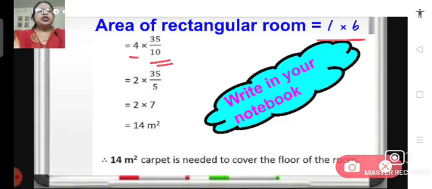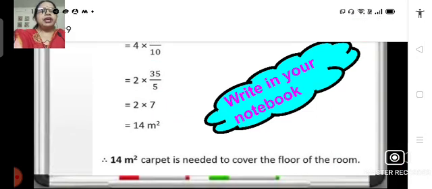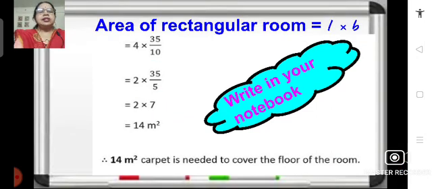Now, it becomes 2 into 35 upon 5, isn't it? Now, 35 upon 5 is 7. So, we get it as 2 into 7. 2 into 7 gives 14. So, 14 meter square or 14 square meter carpet is needed to cover the floor of the room. Children, it's very important that you write all the steps of this problem in your notebook.